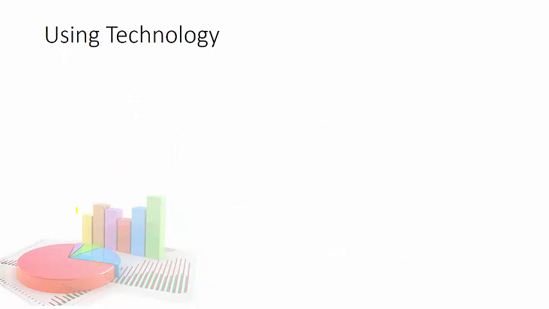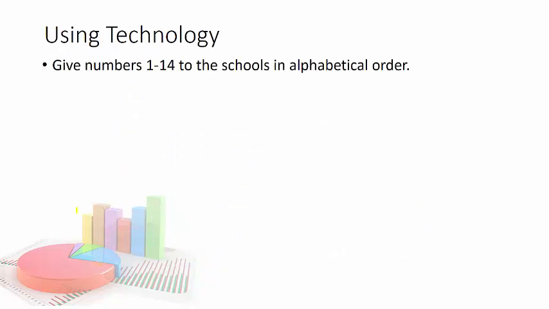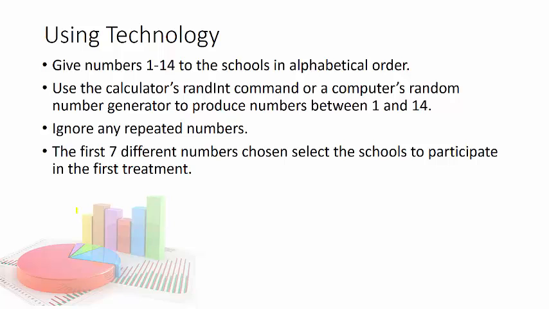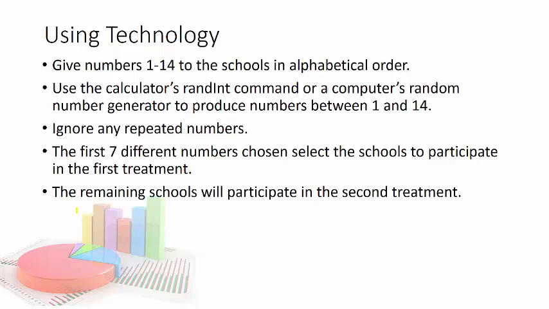All right, so using technology, this works really well. Give numbers 1 to 14 to the schools in alphabetical order, and then use the calculator's random integer command or a computer's random number generator to produce the numbers from 1 to 14. Make sure that you tell them that you're going to ignore any repeated numbers. So the first 7 different numbers chosen select the schools to participate in the first treatment. And then the remaining schools go to the second treatment. So with technology, it's actually pretty good.